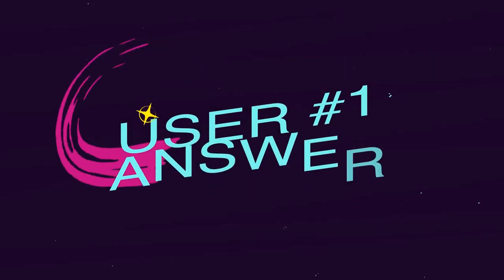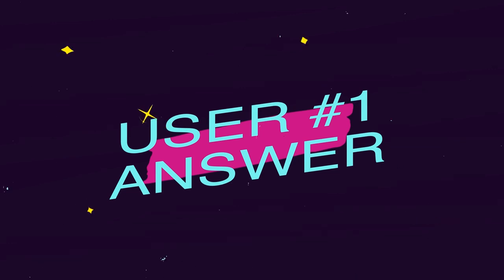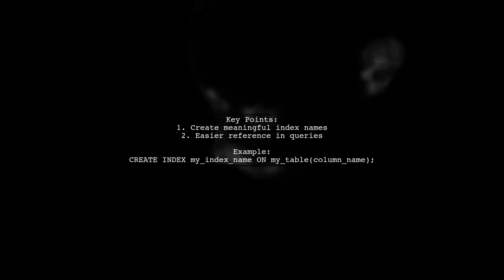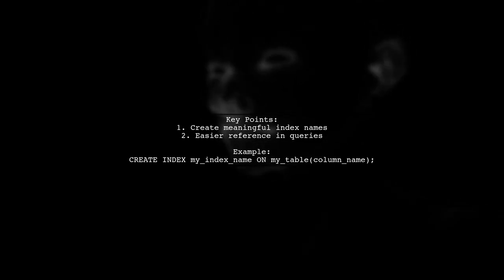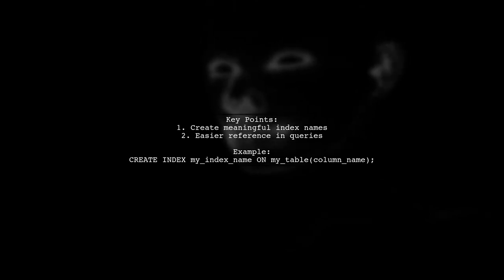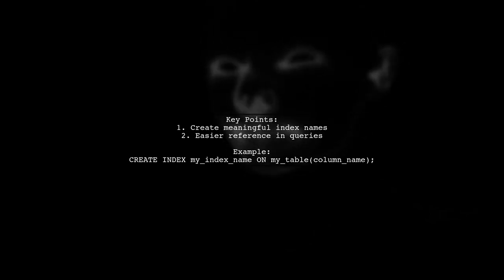Let's now look at a user-suggested answer. When creating indexes on columns with primary or unique key constraints, you can give your index a meaningful name for easier reference. This makes it more human-readable.